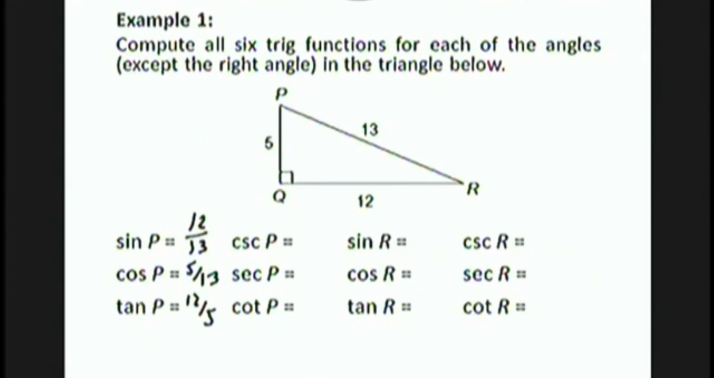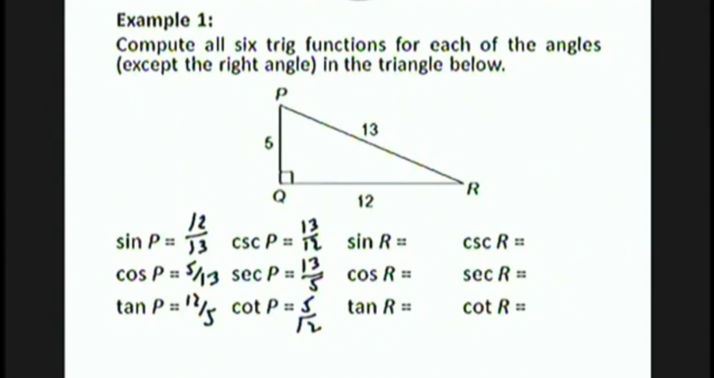Now, the other three here, cosecant, secant, and cotangent, are the reciprocals of sine, cosine, and tangent, respectively. So cosecant P is just the reciprocal of sine, so it's 13 over 12. And secant P is the reciprocal of cosine, 13 over 5. And the cotangent of P is the reciprocal of tangent, so it's 5 over 12.